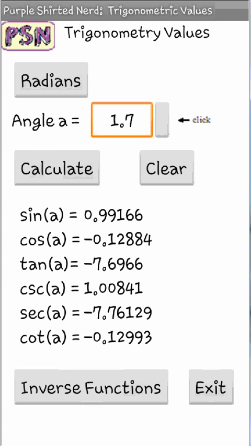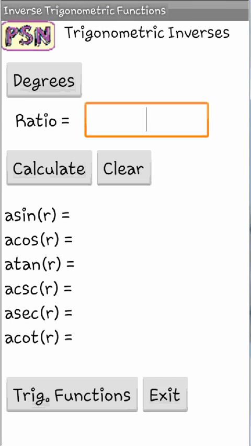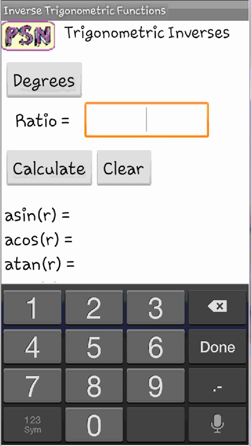So very useful. You will notice at the bottom of this as well, we have inverse functions. If I go to an inverse function screen, of course I'm entering a ratio to get either a degree measure or a radian measure. Let's just enter 0.5. Then we'll come back and enter a negative value.